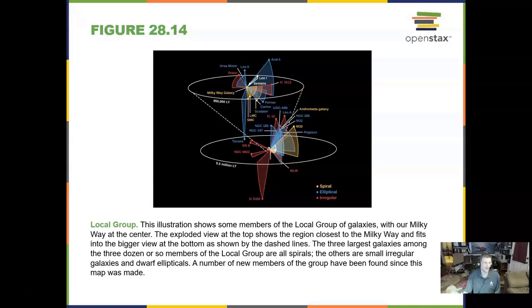We have about 24 galaxies in what we call the local group, our neighborhood of the universe. My city, if you want to call it that. And there's about 24, the two biggest ones being ours, the Milky Way, and the Andromeda Galaxy.